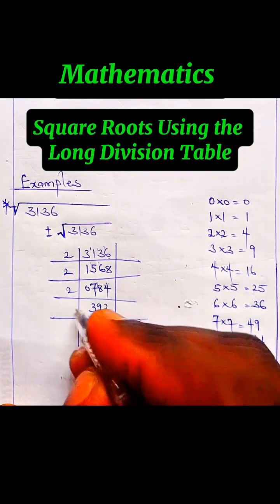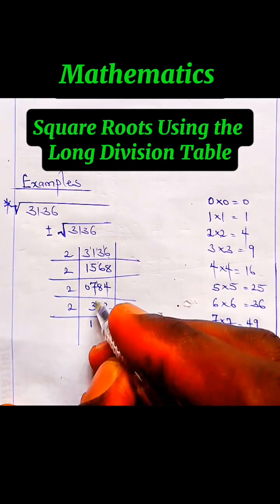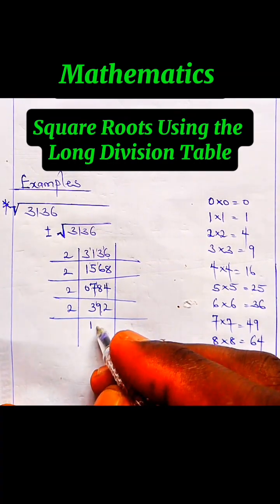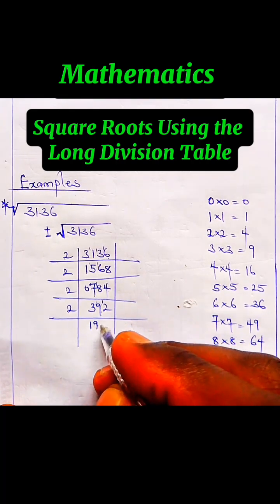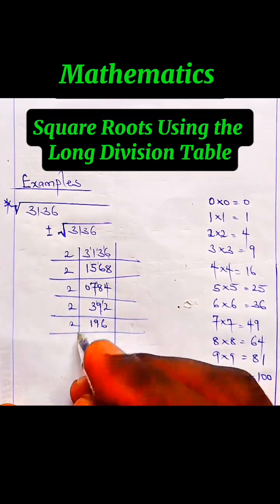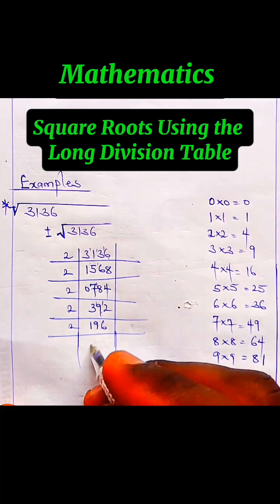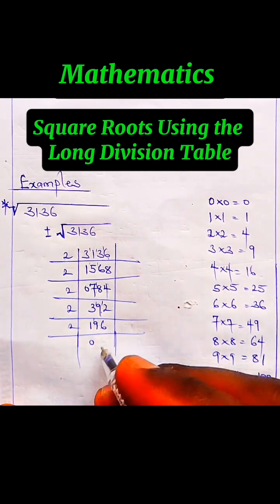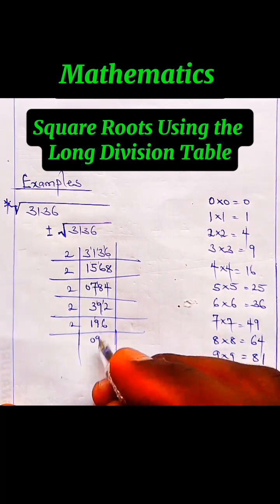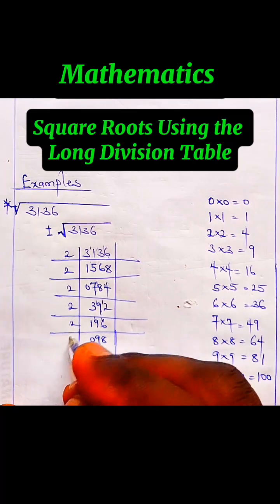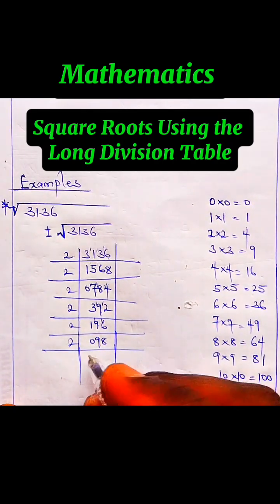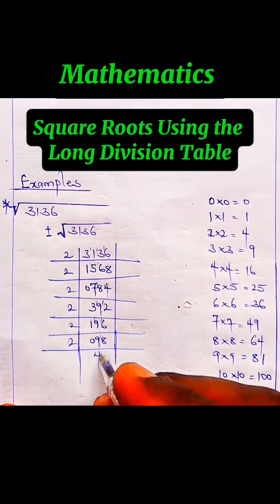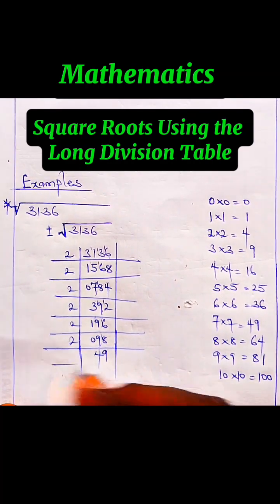2 goes again. 2 in 3 is 1. Remember 1. 2 in 19 is 9, 18. Remember 1. 2 in 12 is 6. 2 goes again. 2 in 1 is 0. Remember 1. 2 in 19 is 9, 18. Remember 1. 2 in 16 is 8. Use your 2 again. 2 in 9 is 4. Remember 1. 2 in 18 is 9.